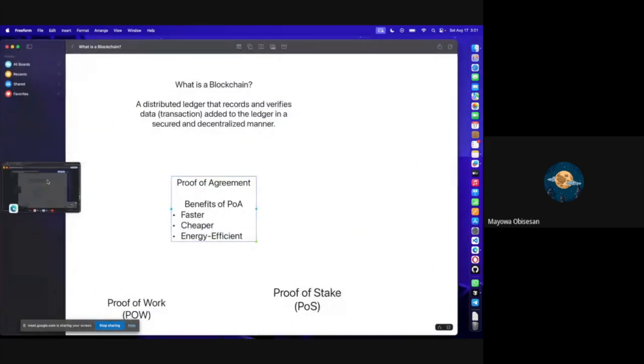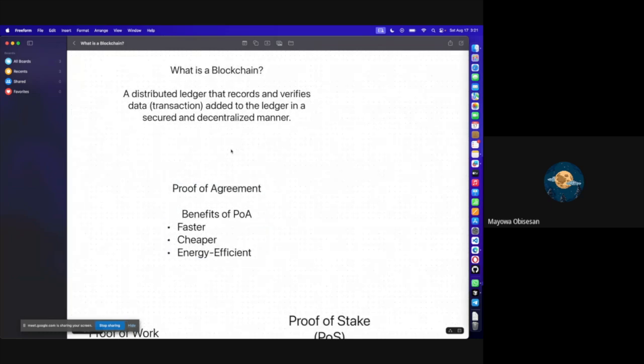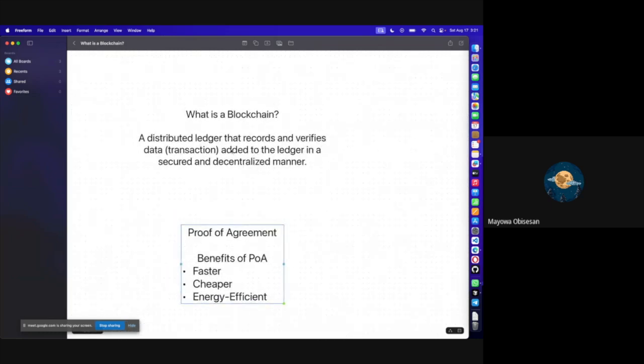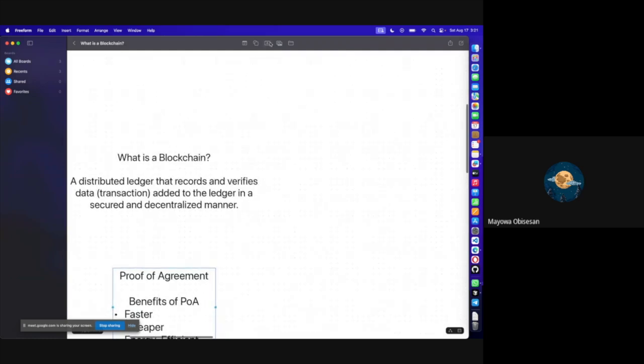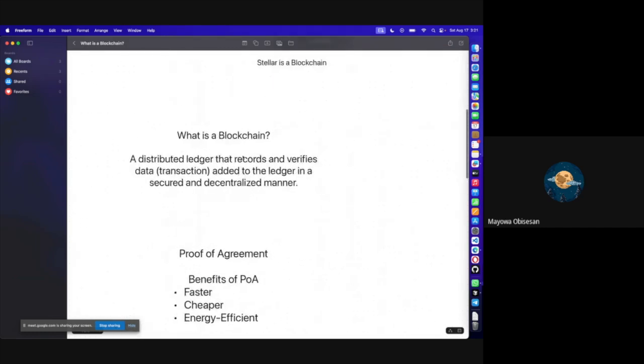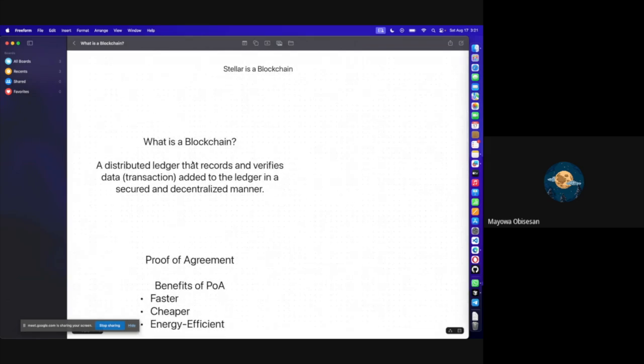So the first thing I want to talk about is what is a blockchain, right? We said Stellar is a layer one open source public blockchain. So the first thing is it is a blockchain. That's the first thing to know. And what is a blockchain in this case? My definition of a blockchain simply is a distributed ledger that records and verifies data or transactions added to the ledger in a decentralized and secure manner.